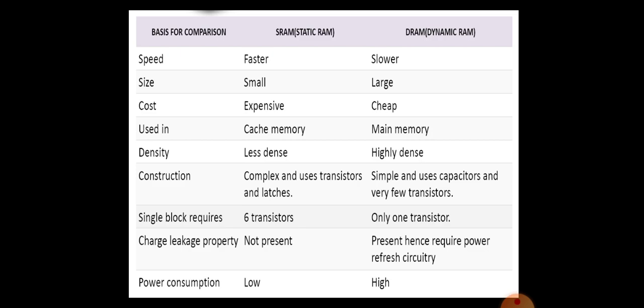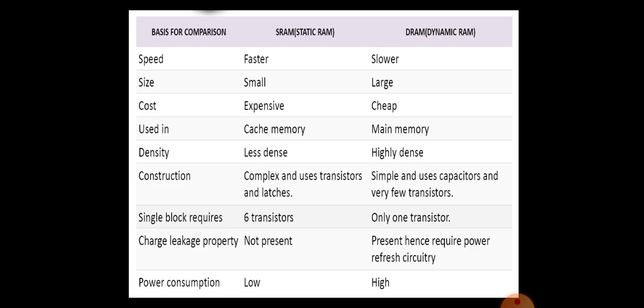The construction of static RAM is complex because it uses transistors and latches. Whereas dynamic RAM is very simply constructed and it uses capacitors and very few transistors, only one transistor for a single block. In comparison, static RAM requires 6 transistors in a single block.